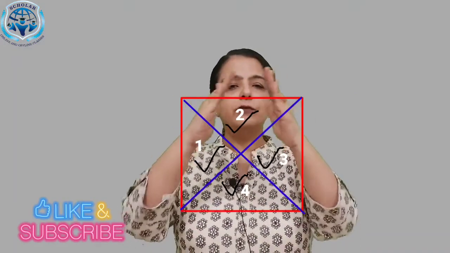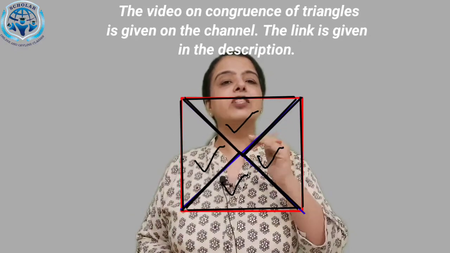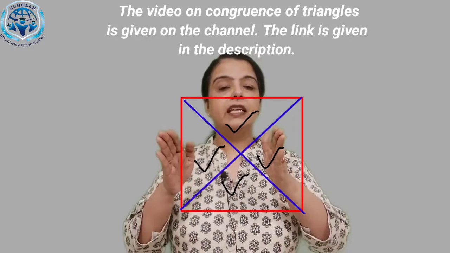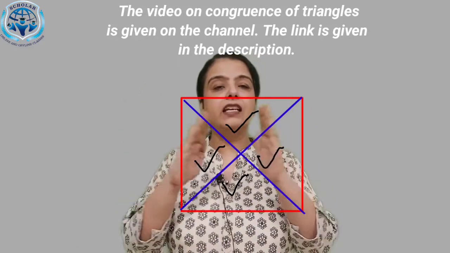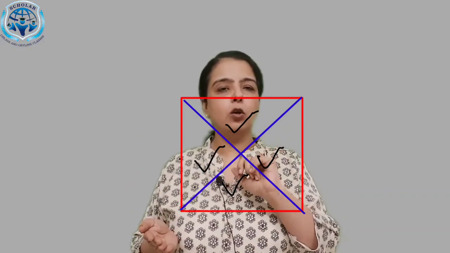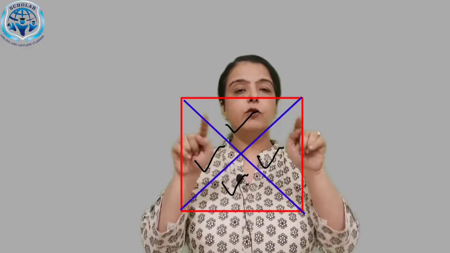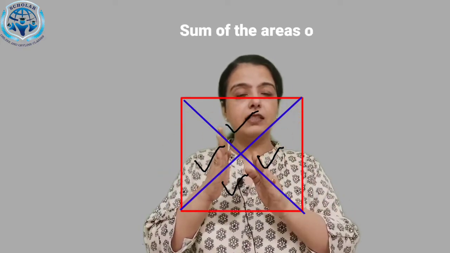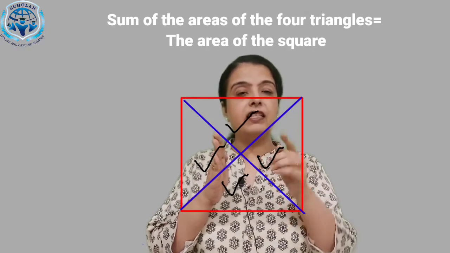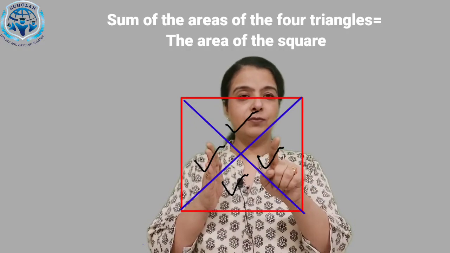Now, these four triangles are congruent. Congruent triangles are those that have the same size and shape. That means the corresponding sides and corresponding angles are equal. Now these four triangles are congruent. That means they are equal in area. These four triangles are equal in area and these cover the whole square. That means if we sum up the areas of the four triangles, we will get the area of the square. Got my point?